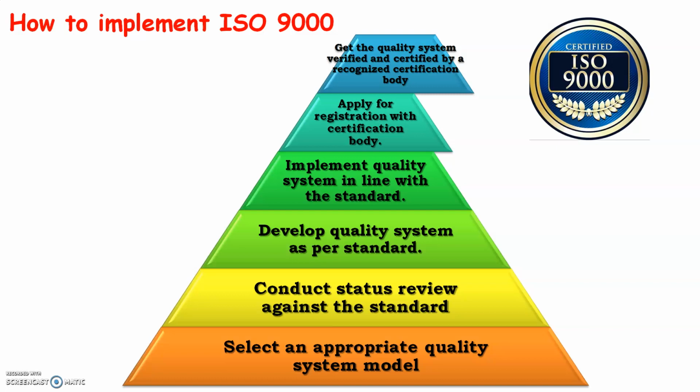Now, how to implement ISO 9000? As a company owner or a management head, if you want to apply for the ISO certification, what are the various steps you have to follow? From the bottom, if you see, first you have to select an appropriate quality system model. Then you have to conduct a status review against the standard, develop a quality system as per the standard, implement the quality system in line with the standard, apply for registration with a certification body, and get the quality system verified and certified by a recognized certification body.